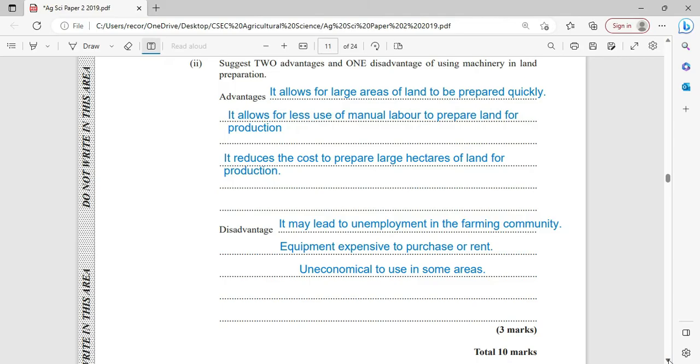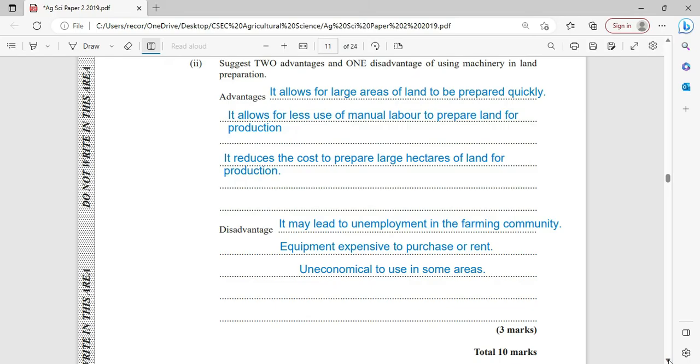Equipment is expensive to purchase. And one might say that you don't need to purchase equipment, you can rent it. But the truth is, renting equipment can be very expensive for some farmers, depending on the size of the operation and their income. It might be uneconomical to use in some areas.